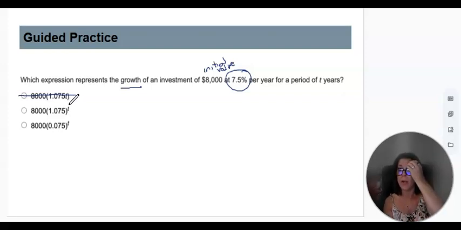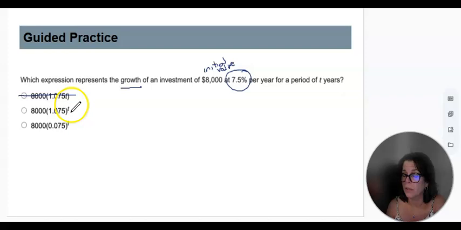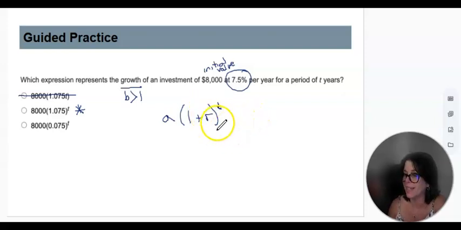So the question now is whether it's this 1.075 for our growth or decay factor or 0.075 for a growth or decay factor. First, they told us it's growth, which means that b is going to be bigger than 1. So it looks like it's going to be this one because b is bigger than 1. But let's check. The growth equation is our initial value times 1 plus r to the power of t. Now r has to be given as a decimal.